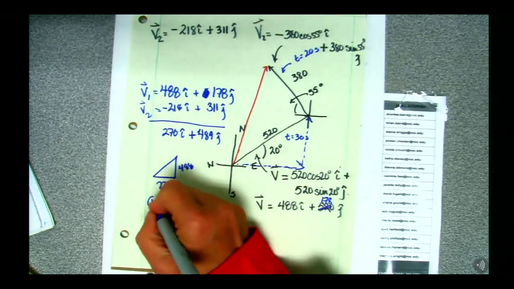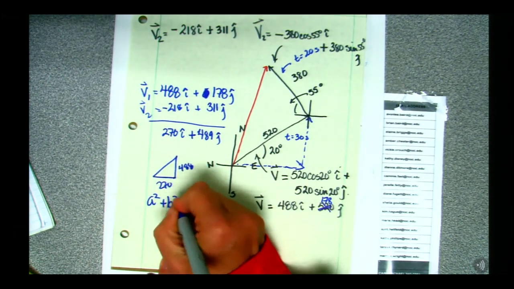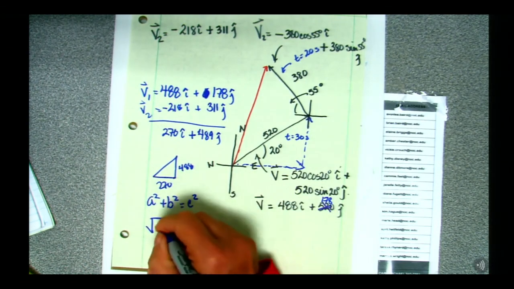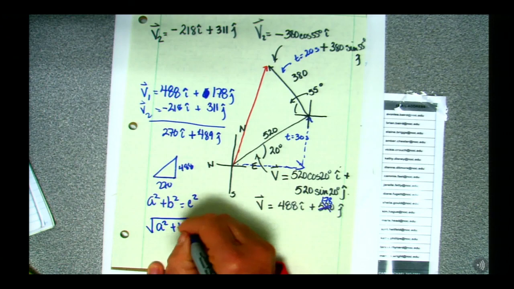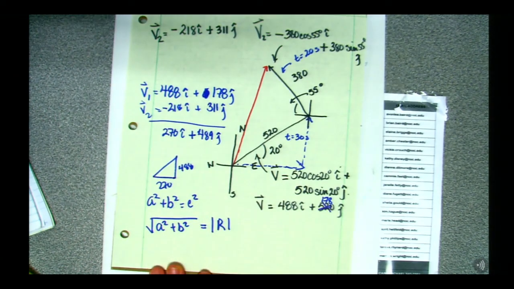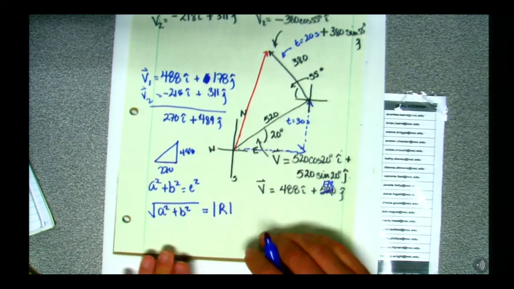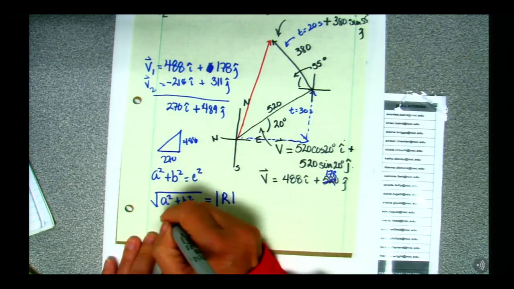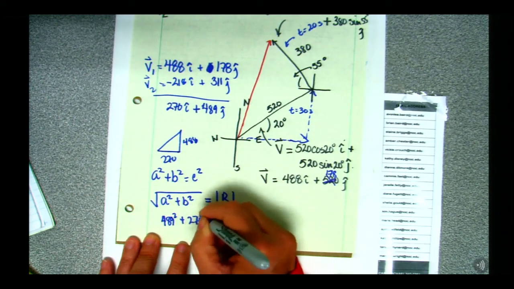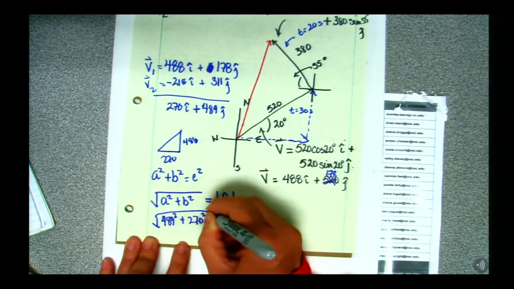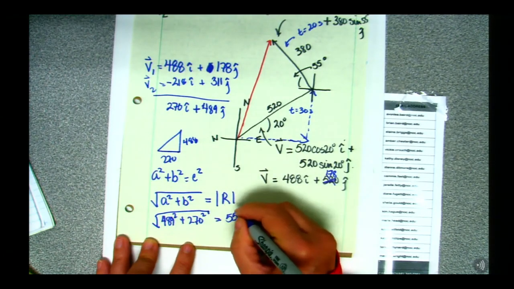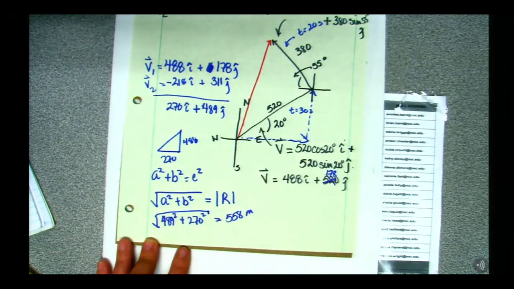A squared plus B squared equals C squared. So the square root of A squared plus B squared ends up being the magnitude of my resulting vector. So I'm going to take my 489 squared plus 270 squared, take the square root of all of that, and that gives me 558, and that's in meters.